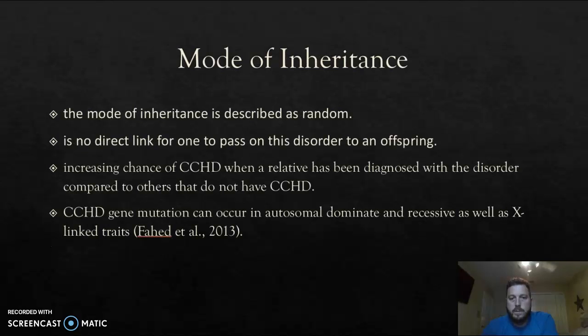Mode of inheritance, it's described as random. So there's not one specific, either autosomal dominant or autosomal recessive, or even sex linked. There's nothing set in stone as far as that. So it's totally random. If someone in your family does have it, it increases your chance of having it, but it doesn't mean that you are going to have it. But if no one in your family has it, then your chances are a little bit lower of developing CCHD.